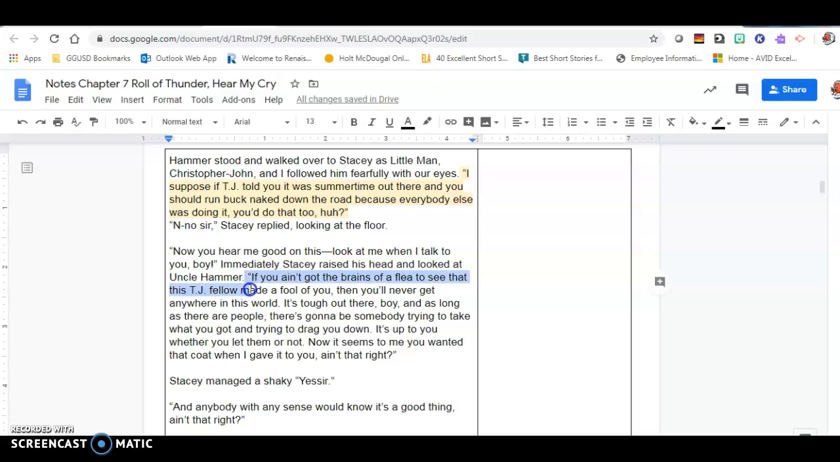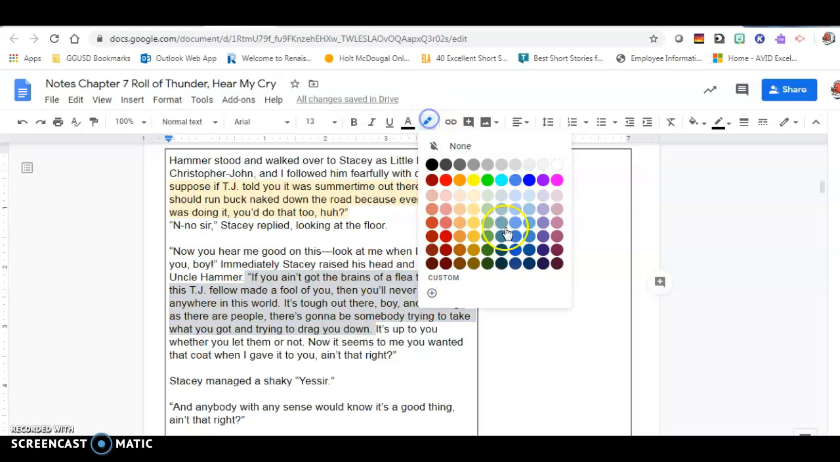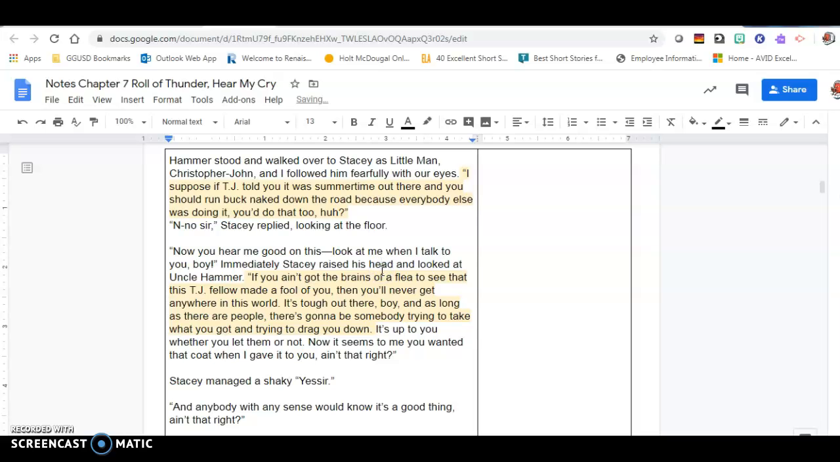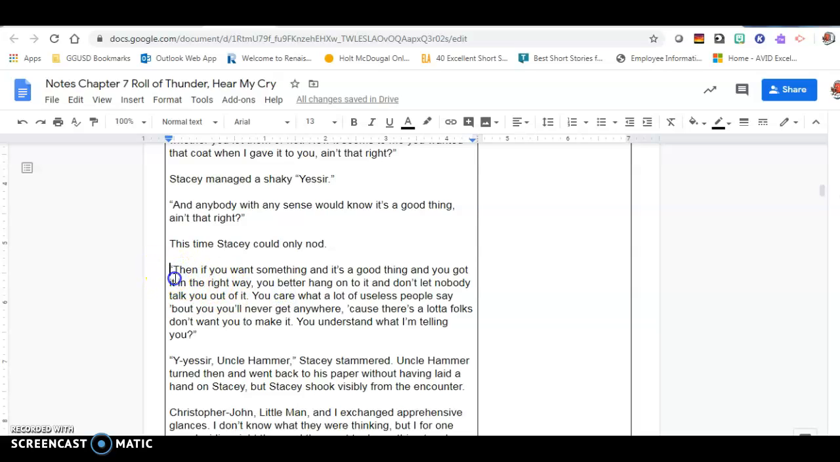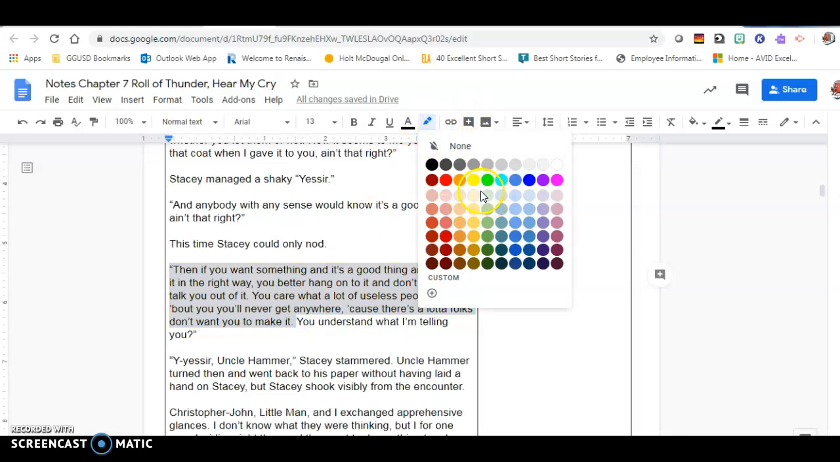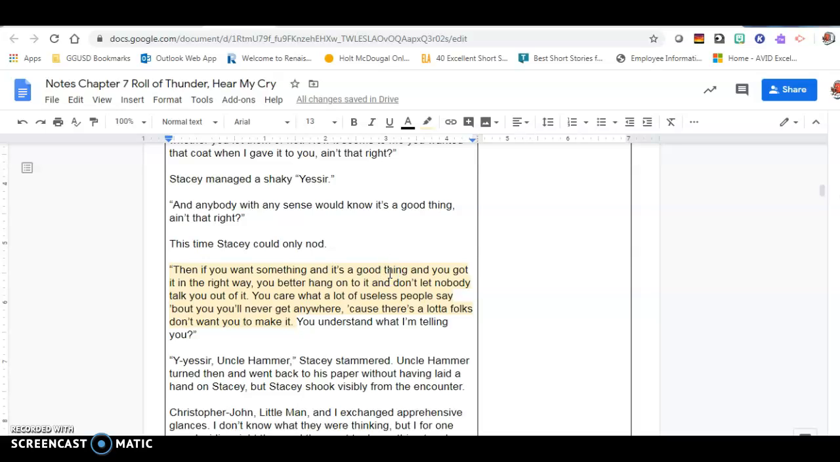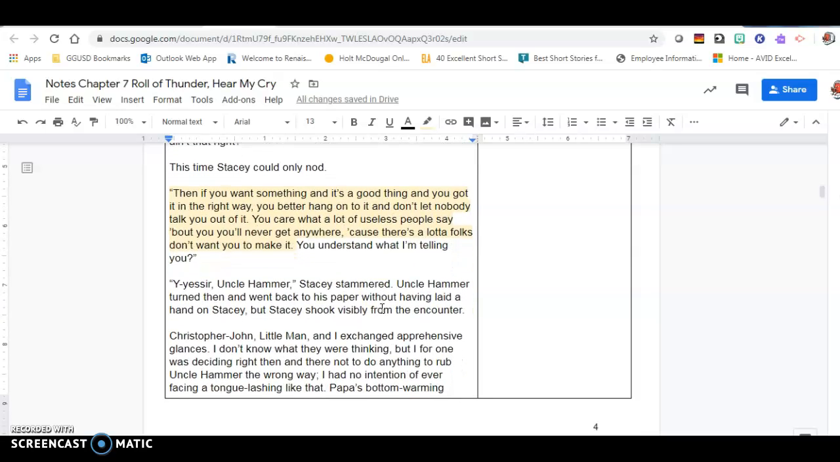And I also like when he says that if you ain't got the brains of a flea to see that TJ made a fool of you, then you'll never get anywhere in this world. I'm going to highlight that part. I think it's really funny that he tells him that it doesn't take somebody with much brains to realize that he's made a fool. And I like that he's also reminding him that some people are going to get in his way if he lets them. And then finally at the end he says, if you have a good thing, hang on to it, especially if you got it in an honest way, because people will be trying to take things from you. Okay, so that's a lot of advice that he gets from his Uncle Hammer.